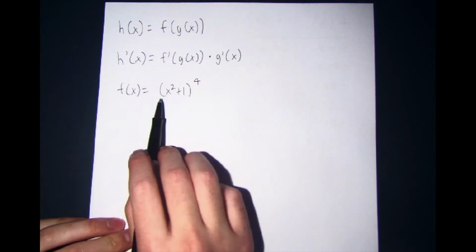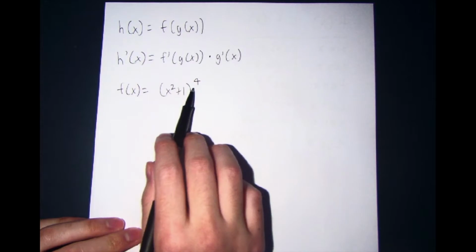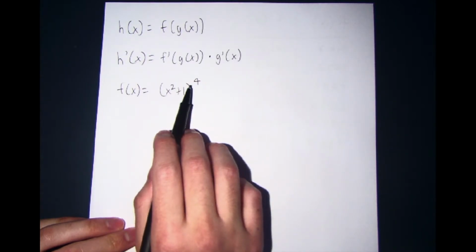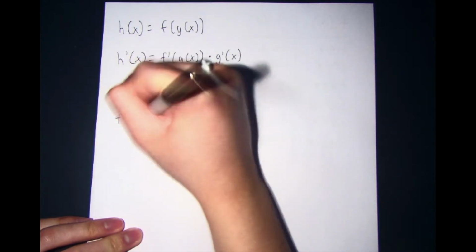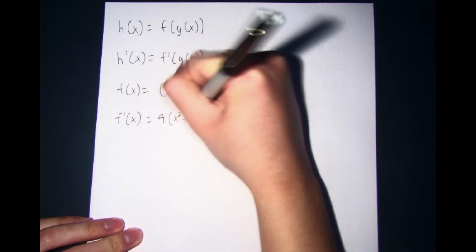Let's say f of x is equal to (x squared plus 1) to the fourth. Well, in this case, this power of 4 here is going to be the outer function. So we'd start with using the power rule to find the derivative of it. So f prime of x would be equal to 4 times (x squared plus 1) cubed.